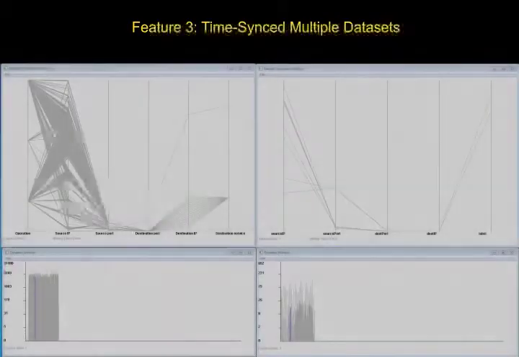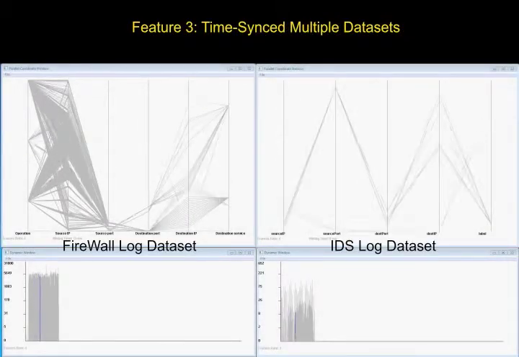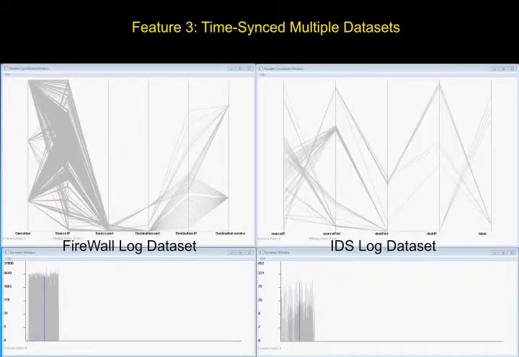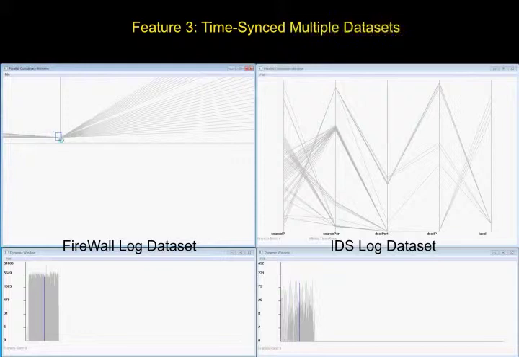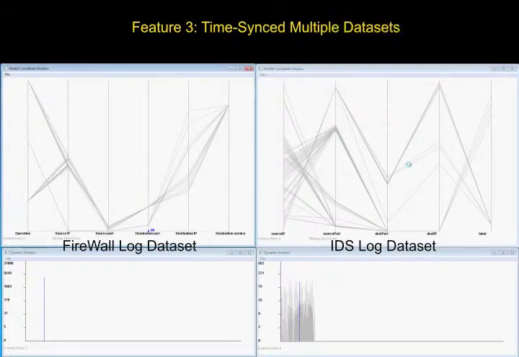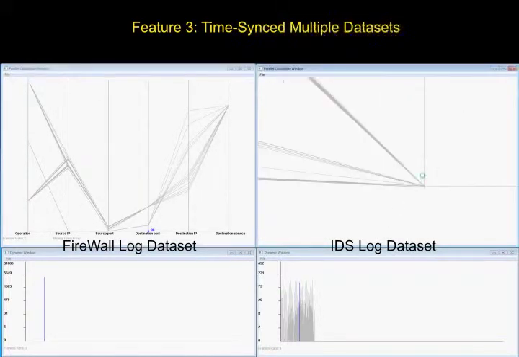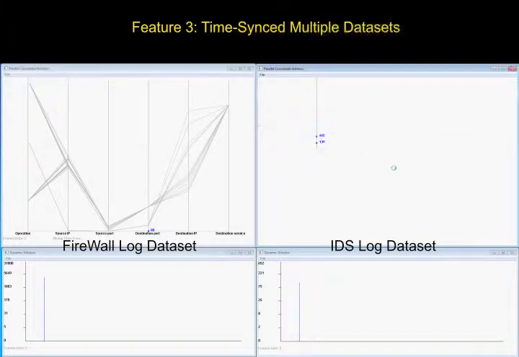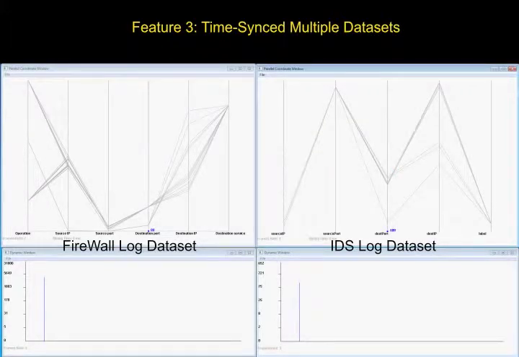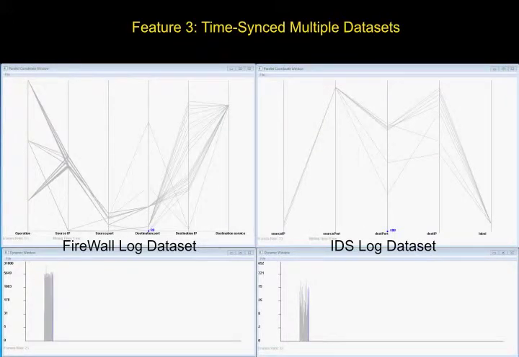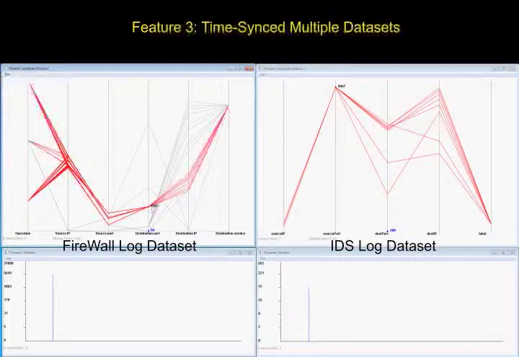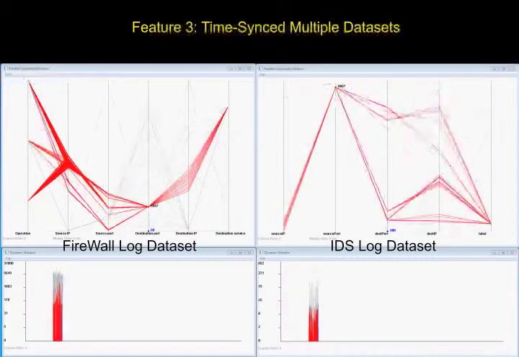The third unique feature of AVIST is the support of visualizing multiple datasets together with synchronized time. In this example, we show both firewall log dataset and IDS log dataset side by side. We can play auto animation, drag the time scroll bar, and create different filters for each dataset. With time sync control, we are able to identify the similarity of the temporal patterns between different datasets.